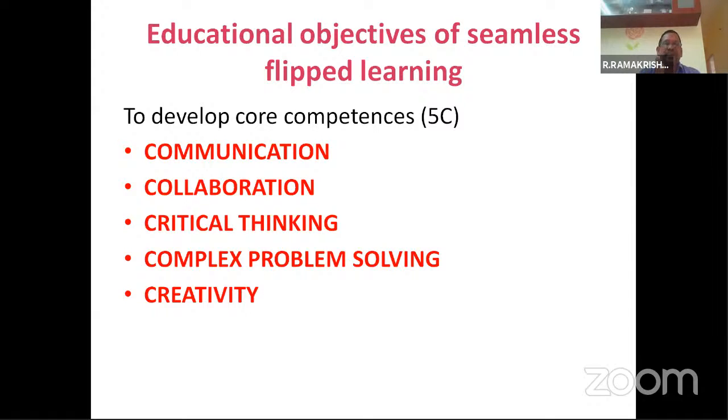In order to implement all five competences, we have to follow the concept of flipped learning, or what we call seamless flipped learning. This plays a very significant role. How these five core competences are to be achieved by implementing such an education learning system, we will discuss in this slide.